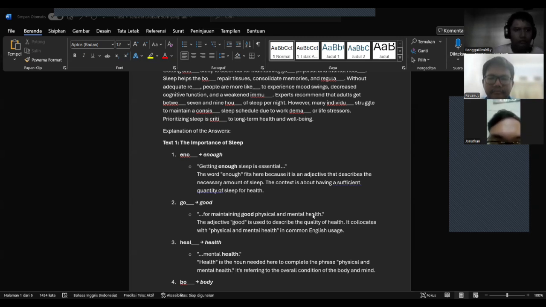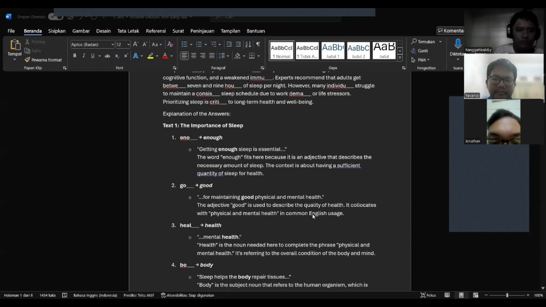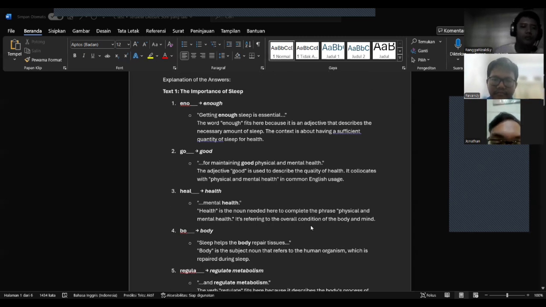Number two, good. For maintaining good physical and mental health. The adjective good is used to describe the quality of health. It correlates with physical and mental health in common English usage. Number three, health. Health is a noun needed here to complete the phrase physical and mental health. It's referring to the overall condition of the body and mind.